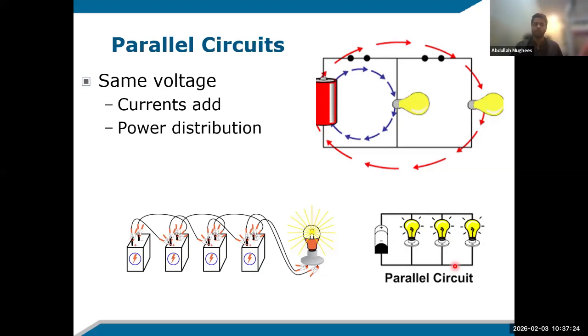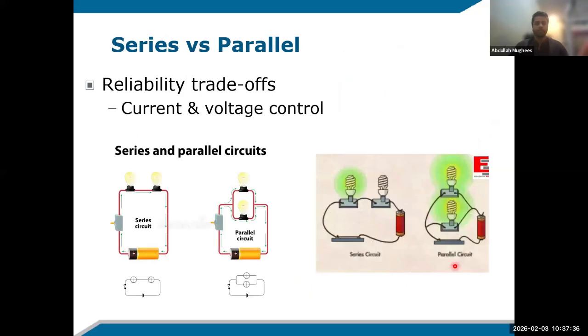Sometimes we need to use the series circuit, and sometimes we need to use the parallel circuit. These are the two basic combinations that make up a whole lot of complex circuits, right? So, series versus parallel. We have reliability trade-offs because one is current control and the other is voltage control. In a series circuit, the components are connected next to each other, and if one thing goes off, the whole circuit goes off. But the overall current flowing through the whole circuit remains the same. And then we have the parallel circuit. If one thing goes off, it keeps on running. That is an advantage we can expect from it, right?